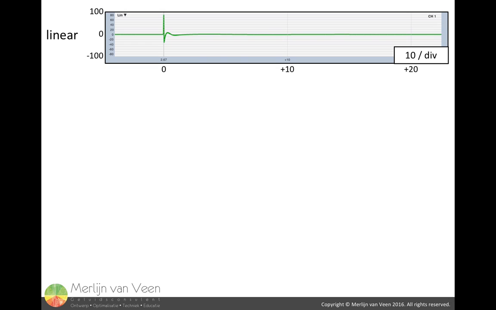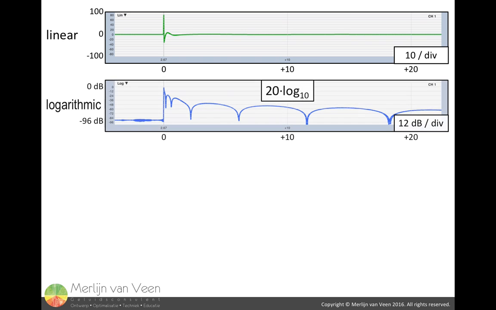The linear impulse response can be seen in the top plot of this slide. It shows the ratio between output and input, and there is little to no apparent ringing caused by the phase shift of the filters. The logarithmic view shows the 20 log base 10 conversion of the absolute linear values. Polarity information is lost in this particular view.